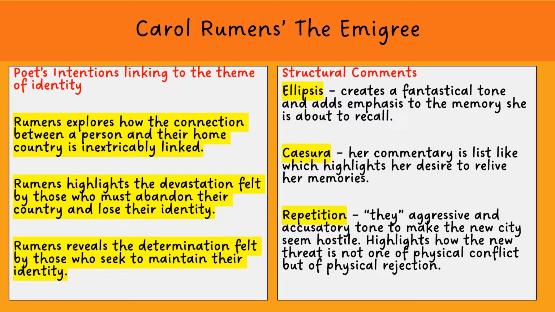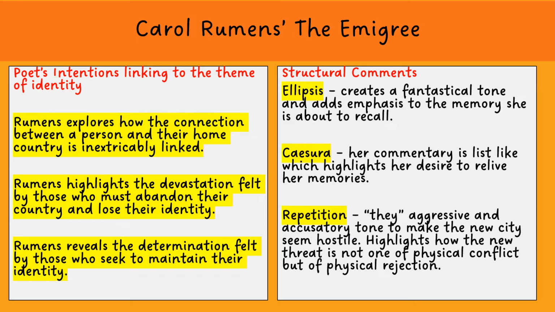You've also got the use of caesura, okay, which is the use of the punctuation in the lines, and this shows that her commentary is list-like, which highlights her desire to relive her memories. And if you're creating a list, lots of reasons why people create lists is so that they can remember things. Like if you're writing a shopping list, you're writing it so that you remember what you need when you're in the shop. And that could also link to this idea that this memory has been retained from childhood, and it's really important for the speaker to relive these memories repeatedly to ensure that they do not feel like they're forgetting their identity.